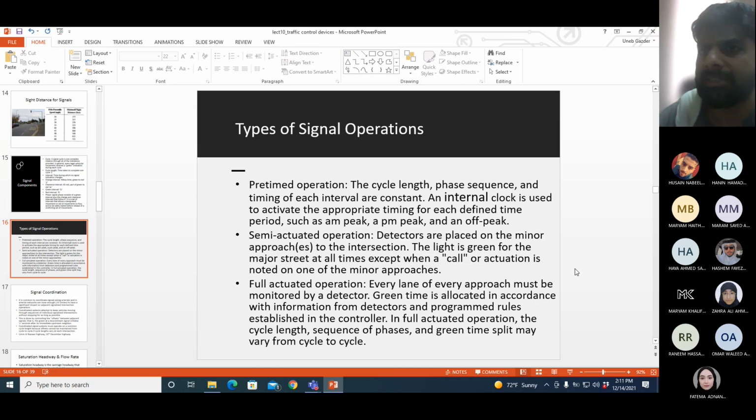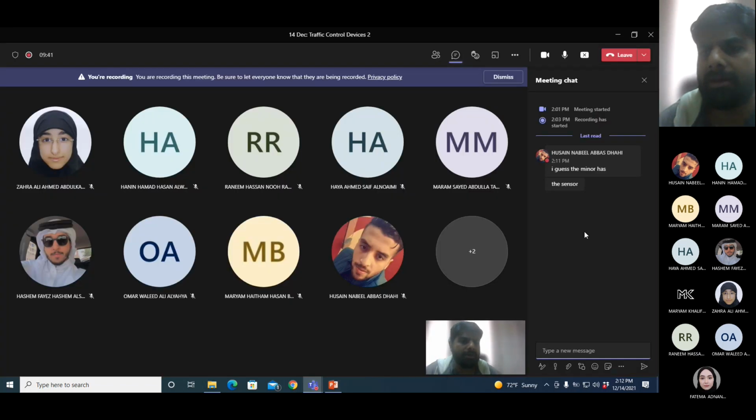A semi-actuated signal operates in such a way that one of the highways will keep on having red time until a car comes on that highway. Only then it will become green. Otherwise, the other highway will keep on having green time. Okay, so the signal is continuously red for one of the highways until and unless a car comes from that side, and then the signal will become green for it and red for the other side. Okay, now my question to you is which direction should have the sensor?